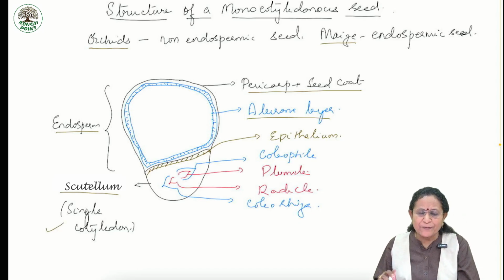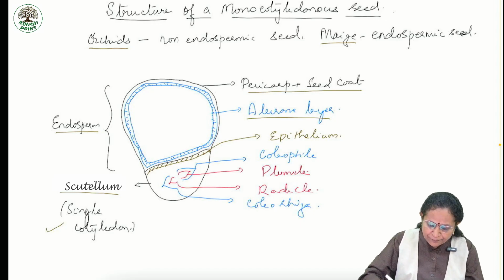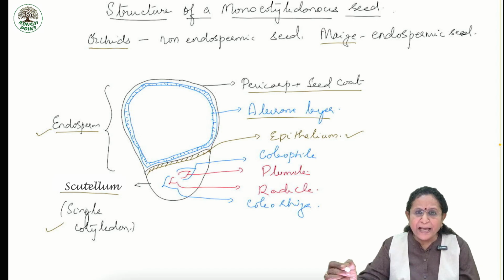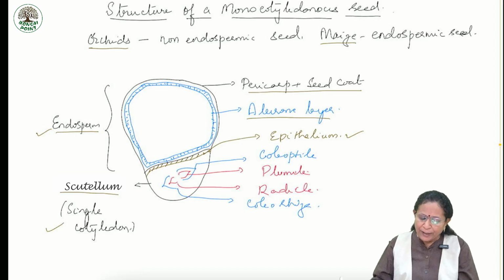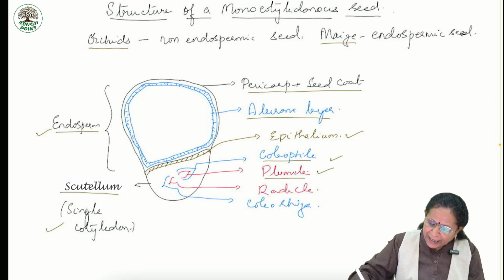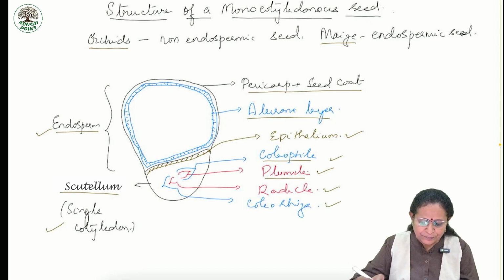Very common 1 mark question. What is the single cotyledon of monocot called? It is said to be scutellum. So, the endosperm and the scutellum are separated by epithelium, whereas the aleurone layer separates endosperm and the embryo. Embryo consists of embryonic axis wherein plumule is covered by coleoptile and radicle is covered by coleorhiza. This is the structure of a monocotyledonous seed. Is it clear?